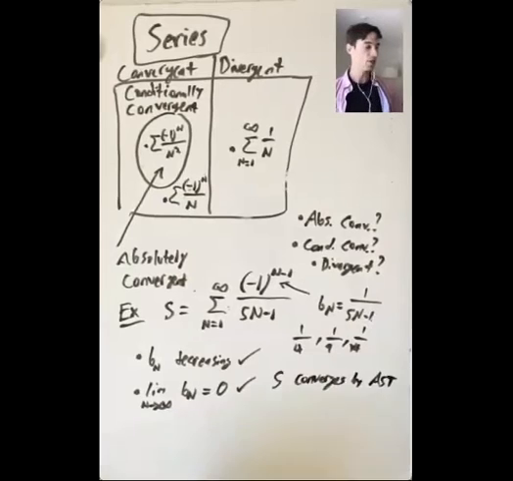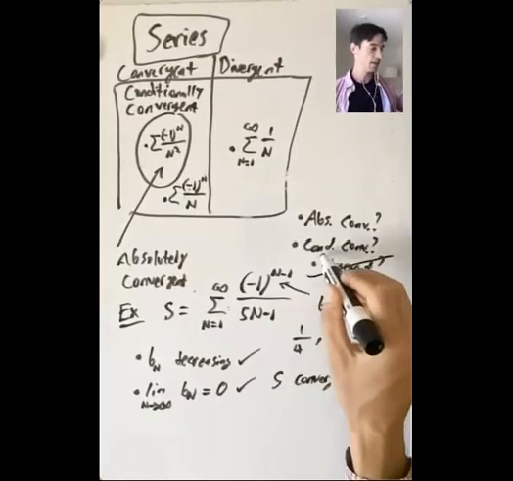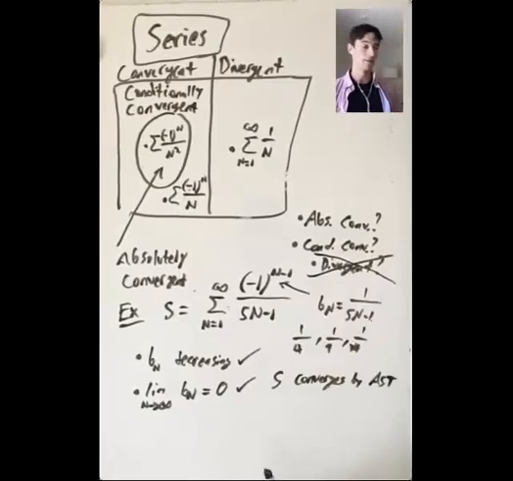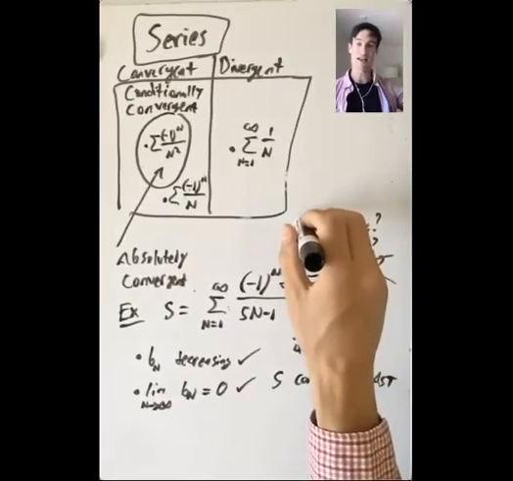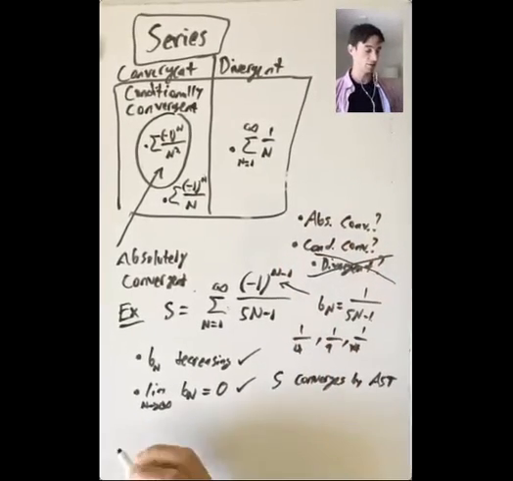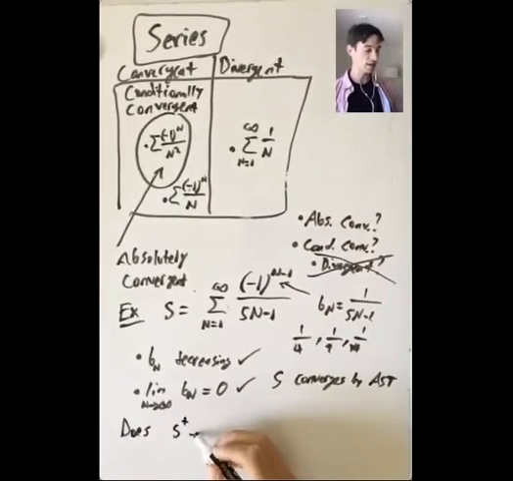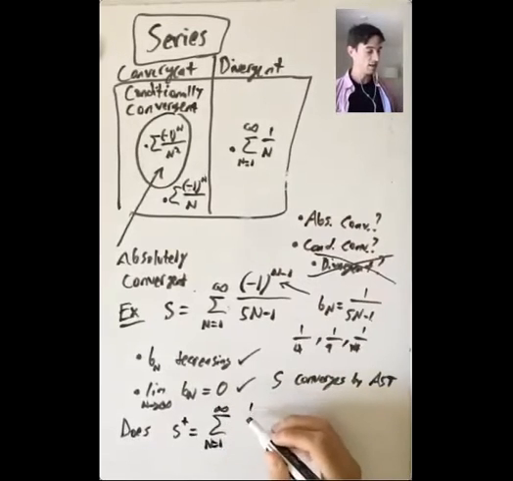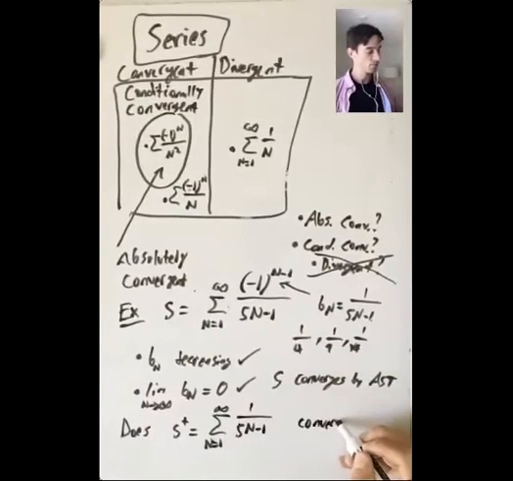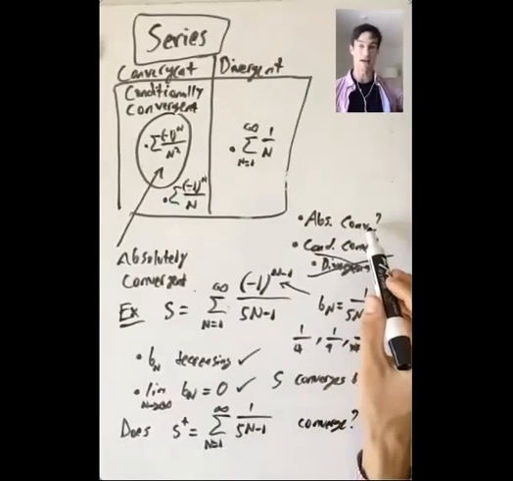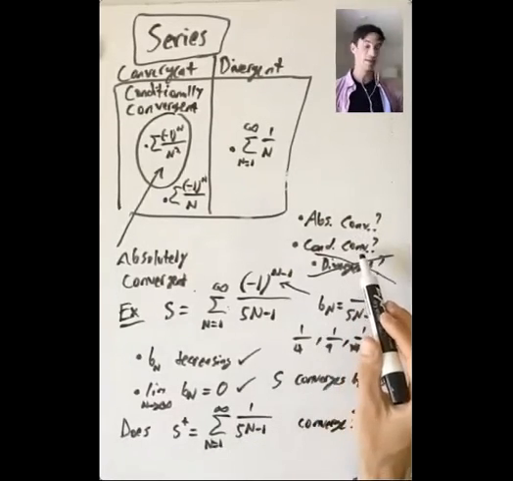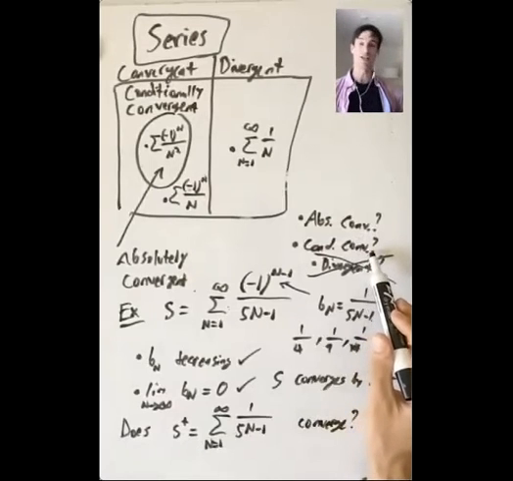Okay, so which case are we in? We can take this divergent possibility and throw it out. And now we just need to know, is S absolutely convergent or conditionally convergent? And that is the same as asking, does the series S plus, the sum from n equals 1 to infinity of 1 over 5n minus 1, converge or diverge? If this series converges, then S is absolutely convergent. If this series diverges, then S is conditionally convergent.